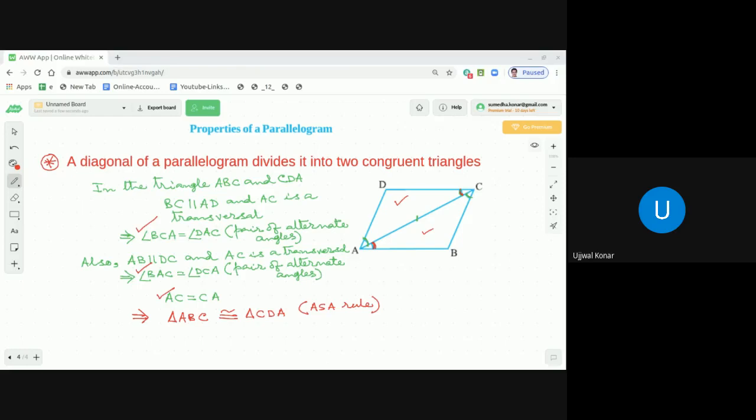the next property we are going to discuss is that in a parallelogram, opposite sides are equal. The next one, what we want to say, is that in a parallelogram, opposite sides are equal, and I'm going to show it to you. Let me write it down first.